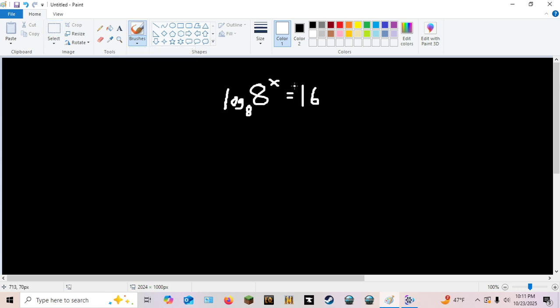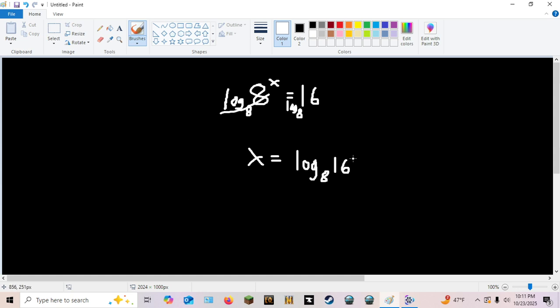And we're going to take the log base 8 of 16. I'm going to fit it over here. I know it's so small. Okay, so these will cancel, giving us x is equal to log base 8 of 16.